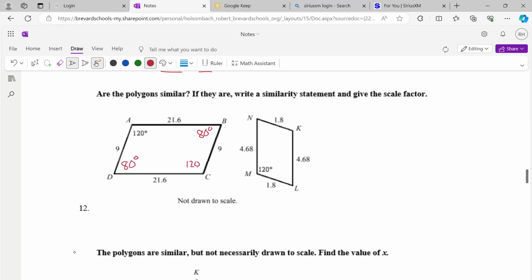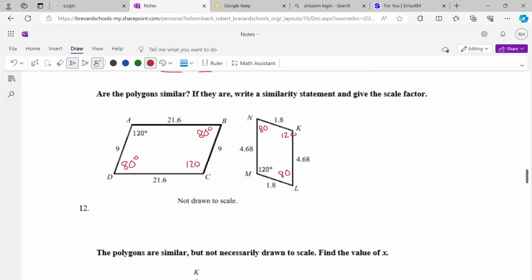So, look at the shape on the right. We have opposite sides that are congruent. And if these opposite sides are congruent and one of the angles is 120, well, if angle M is 120, angle K is 120, angle N is going to be 80, and angle L is going to be 80. So your first rule of similarity is that corresponding angles are congruent. It meets that criteria. The second criteria is that corresponding sides are proportional.